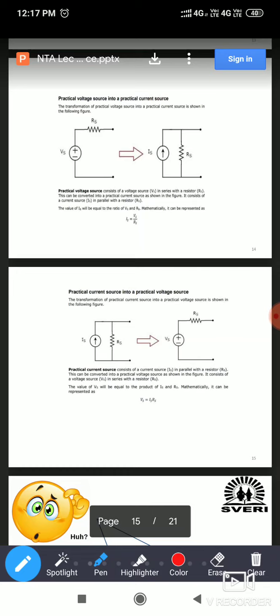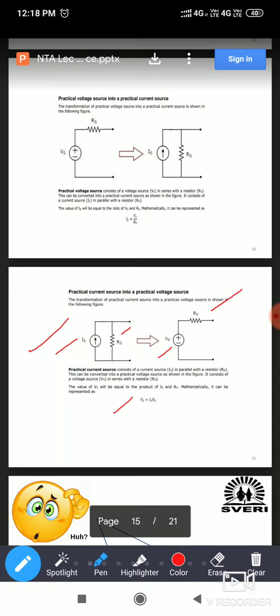Similarly, if you are observing here, a practical current source you can convert into a practical voltage source. If in the given circuit the IS value and the RS value are given, then you can easily convert it into a voltage source, that is VS in series with RS. Here it is connected in parallel with the current source, here you have to connect it in series with VS.